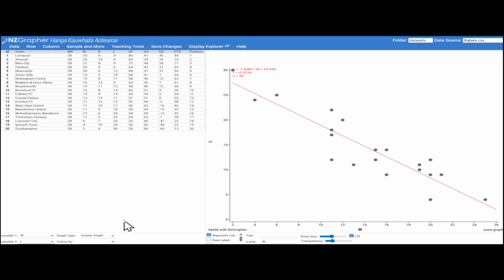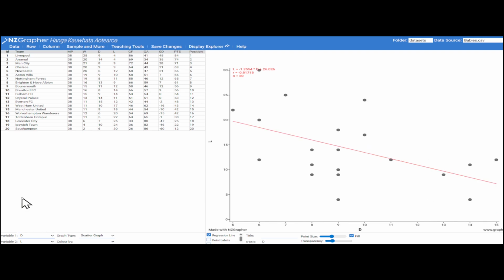Okay, let's have a look at the number of draws versus the number of wins. And now we see, okay, there's a negative correlation, but notice what's happened with these dots. These dots are all over the place. Okay, it's not a very strong relationship between the number of draws and the number of losses.